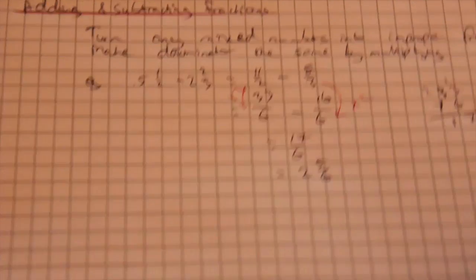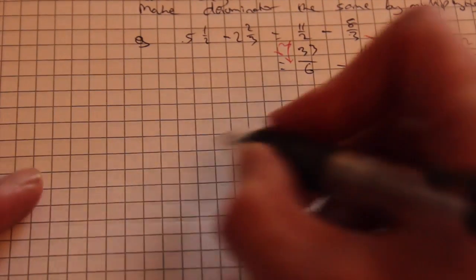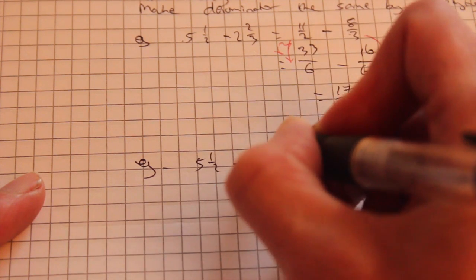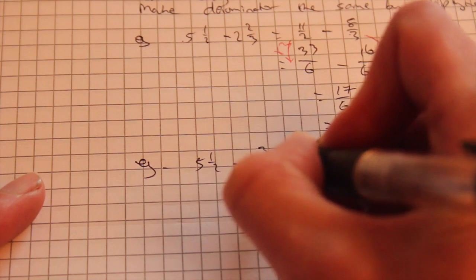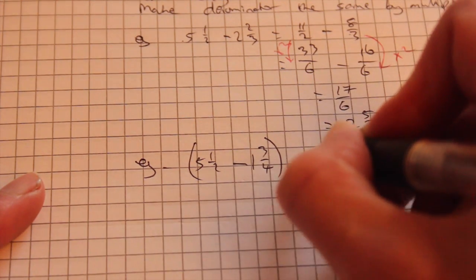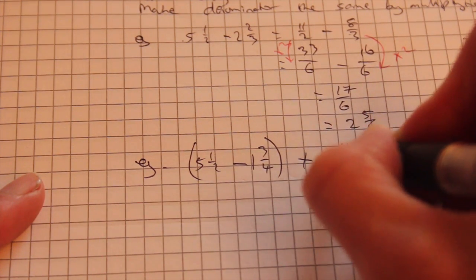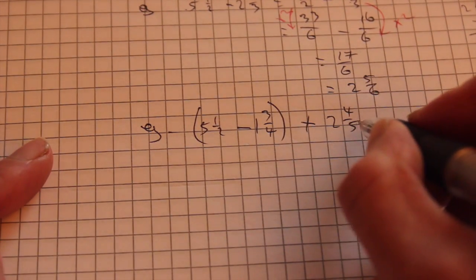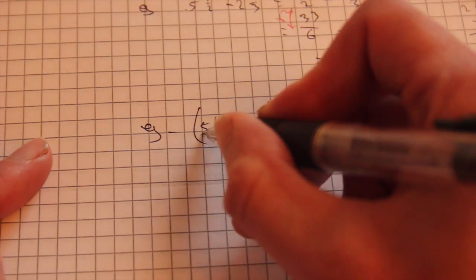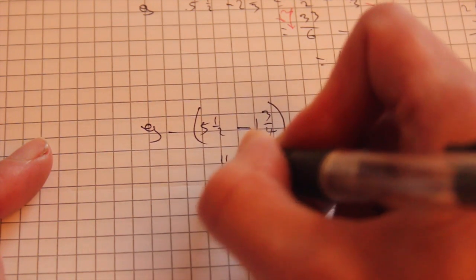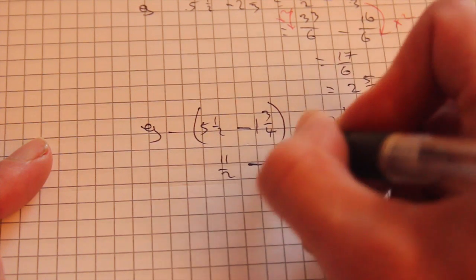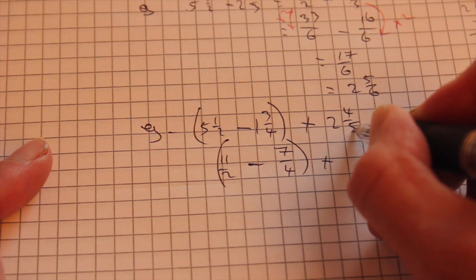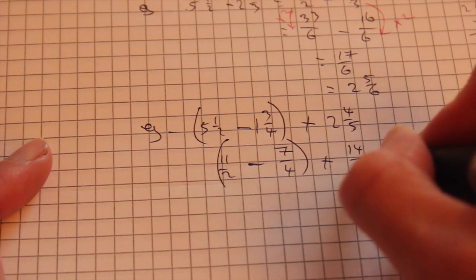I'm going to do one more of those, and we'll see what this is like. If you had 5½ take away 1 3/4, put brackets around that, and add 2 4/5. If I was doing that kind of sum, turn everything into mixed numbers or improper fractions first. So 5 times 2 is 10, add 1 is 11 over 2. 4 times 1 is 4, add 3, 7 over 4. Add 2 times 5 is 10, add 4 is 14 over 5.